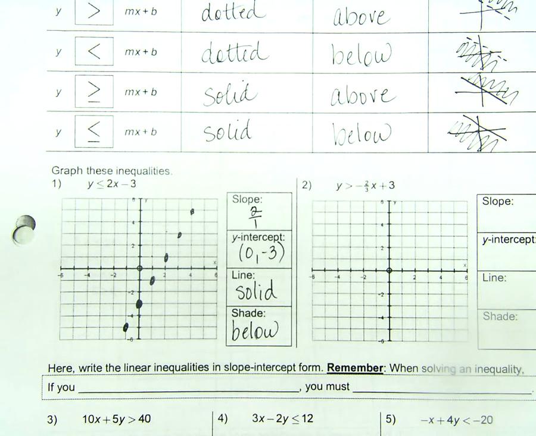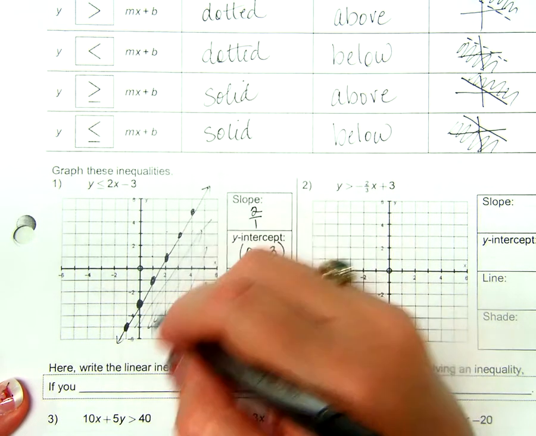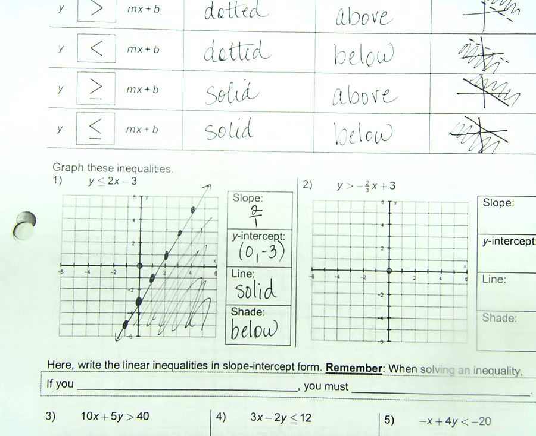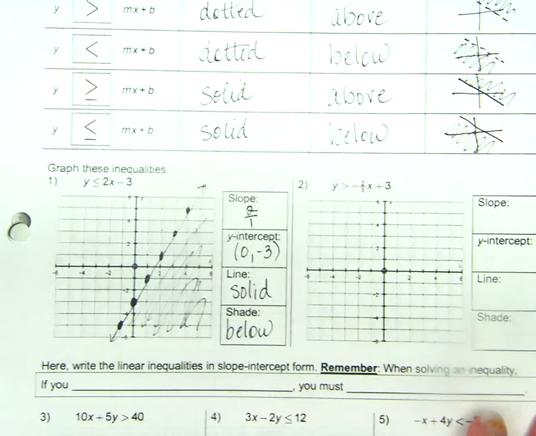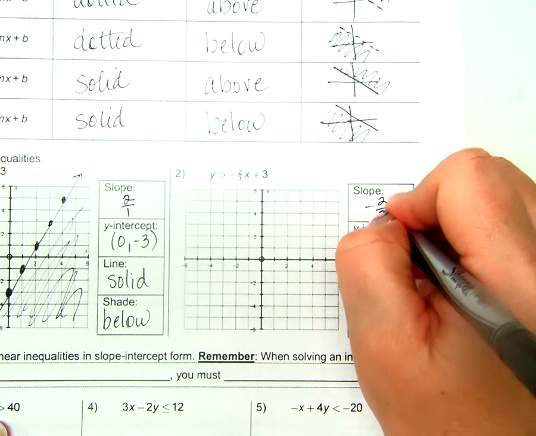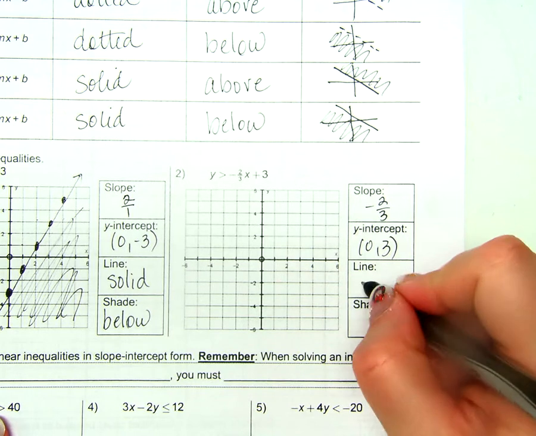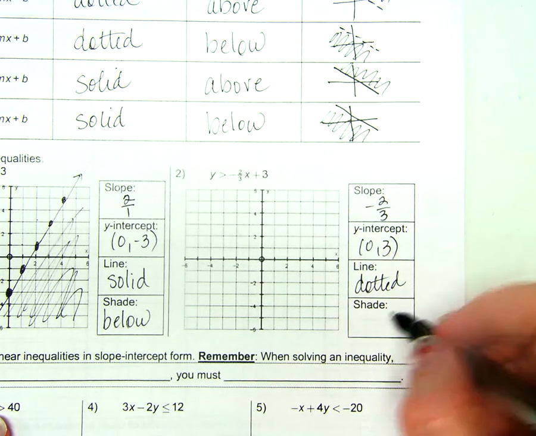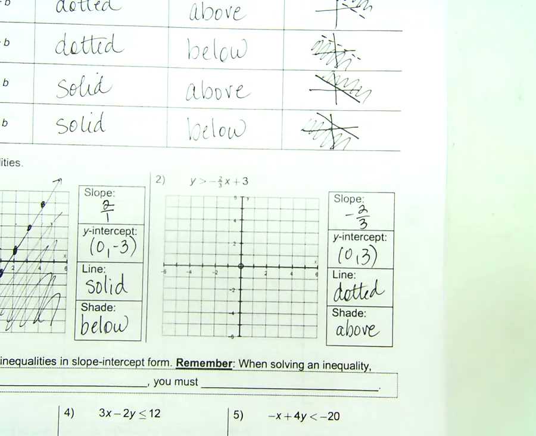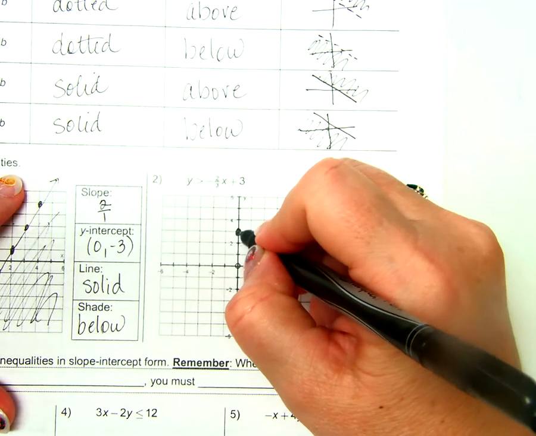Now, it's pretty clear where my line is, isn't it? What kind of line do I have? A solid line. And where do I shade? Below. So smart. Because guess what? That one's done. What about the next one? What's my slope? Negative 2/3. What's my y-intercept? (0, 3). What kind of line am I going to draw? A dotted line. And where am I going to shade? Above. So where do I start? My beginning point, my B, my y-intercept. So (0, 3).